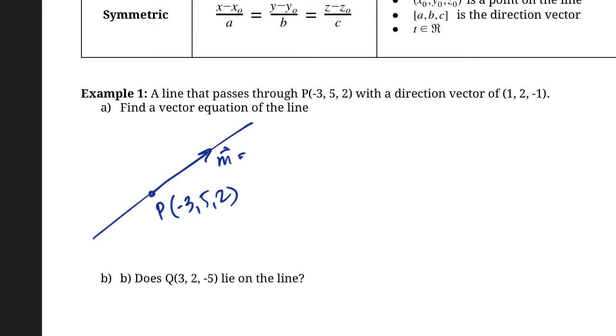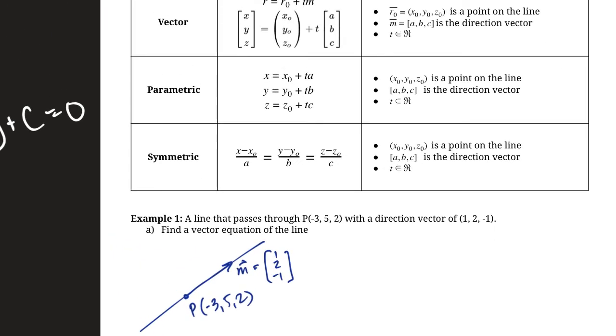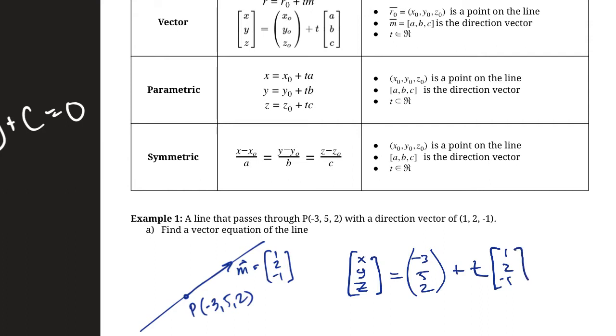A direction vector is sort of like a slope, not exactly, but it tells you what direction to go for a vector. (1, 2, -1) is our direction vector. So we can write the equation of this, if we use this one up here as reference, it's just going to be (x, y, z) equals the point (-3, 5, 2) plus t, our parameter, times (1, 2, -1). Nothing fancy about that. We could also replace this (x, y, z) with just an r. Usually r represents a line, an equation of a line.